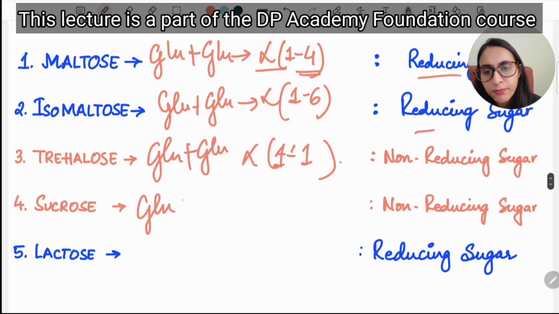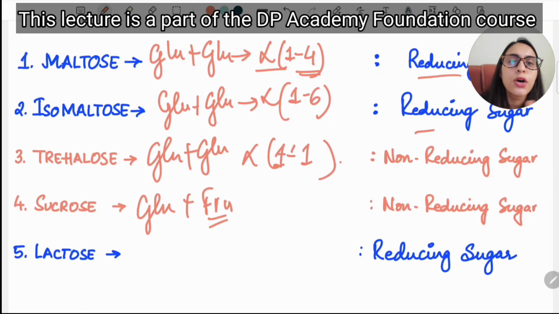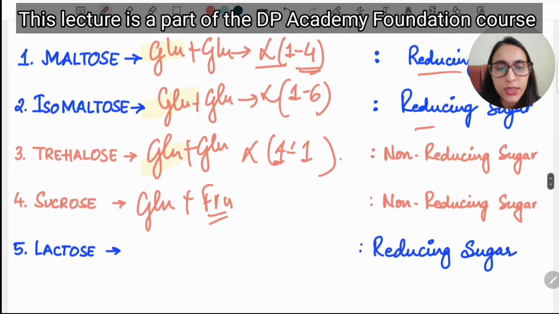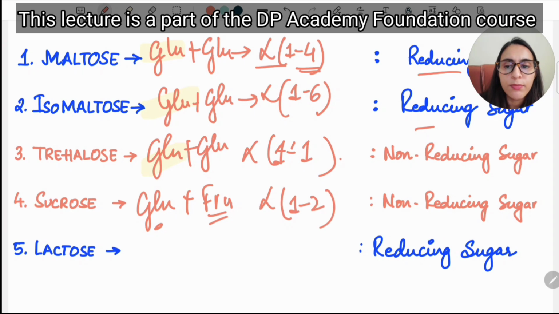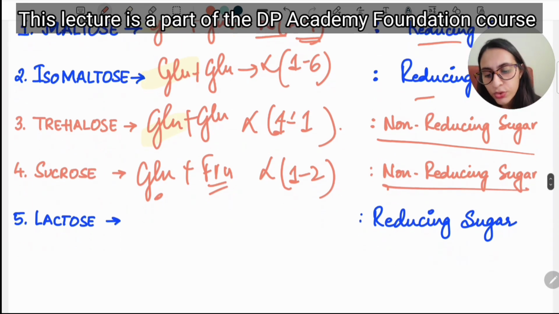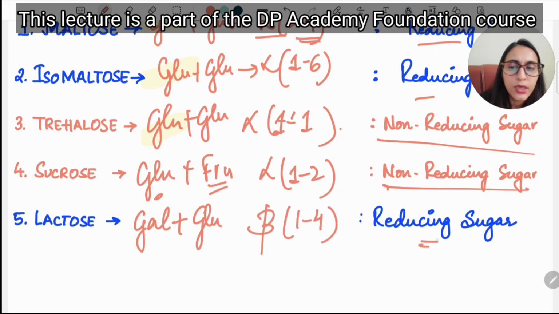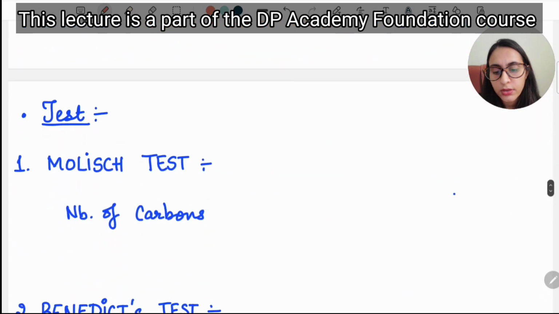Sucrose is glucose plus fructose, and for fructose the functional group is ketone. Till here we have had the aldehyde functional group, as in glucose. Now fructose has a ketone functional group. So glucose and fructose joined by an alpha 1,2 glycosidic bond form sucrose, and trehalose and sucrose are both non-reducing sugars. Lactose is formed by galactose and glucose joined by a beta 1,4 glycosidic bond, and lactose is also a reducing sugar.